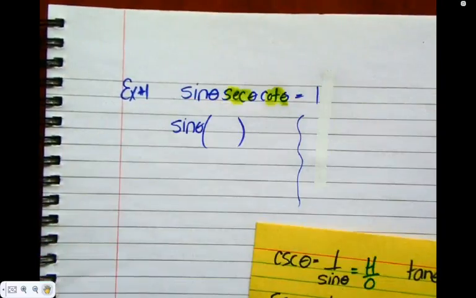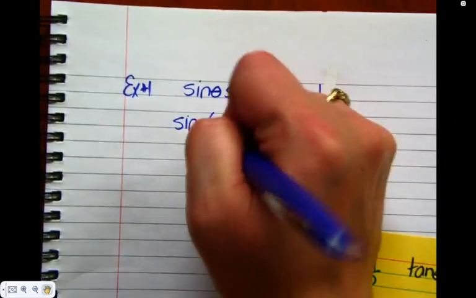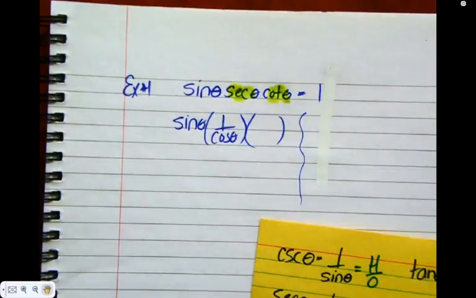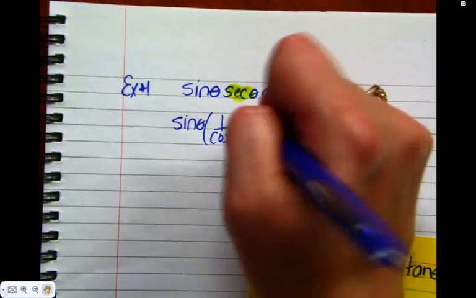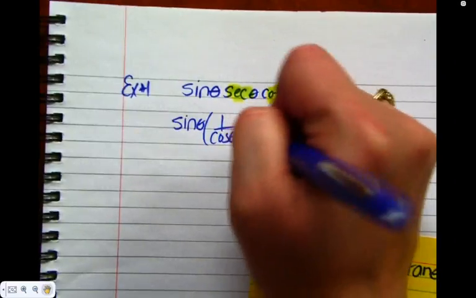What am I going to put in the place of secant? 1 over cos, that's a reciprocal identity. What am I going to put in the place of cotan? That is called a quotient identity.